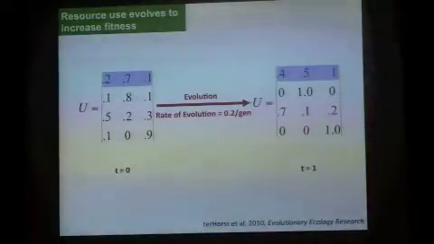And then we can change the rate of evolution here. This would be a really high rate of evolution, where a species in each generation can change its resource use by 20%. So we can change that rate of evolution and crank it up or slow it down.